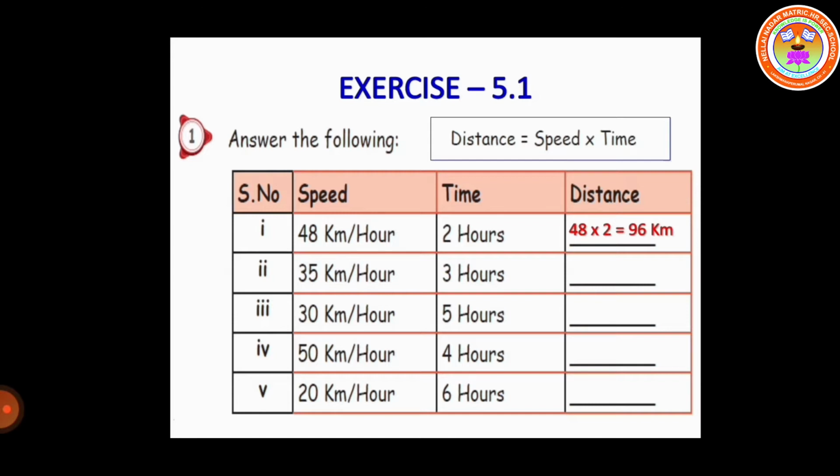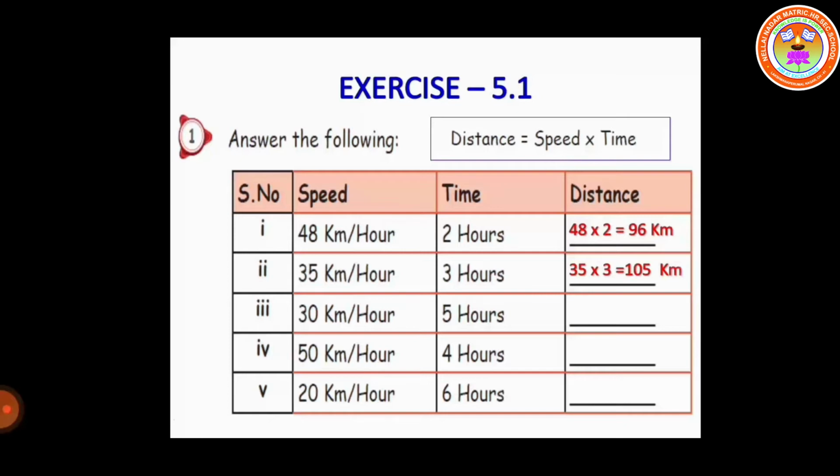See the second one. They given speed is equal to 35 km per hour and time is equal to 3 hours. So we have to multiply both 35 and 3. 35 into 3 we will get 105. Unit is kilometer.